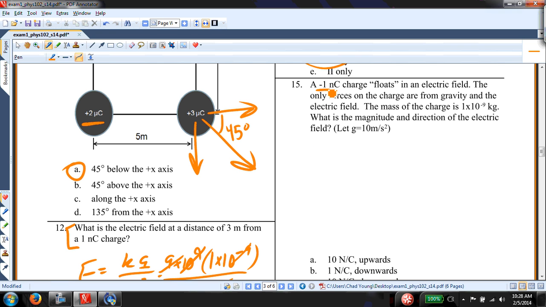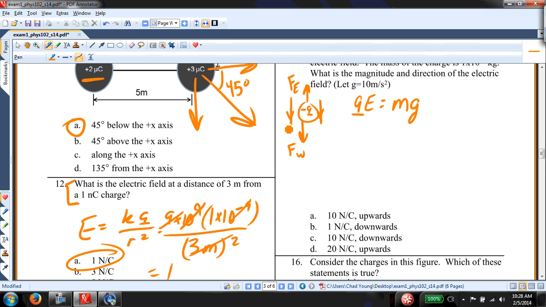First of all, it's a negative charge, so that means that my electric field has to be down so that my electric force is up and my weight is down. And then I can say that that electric force, which is equal to QE, is equal to mg. So the first part of the problem, I say that, well, it's downwards.